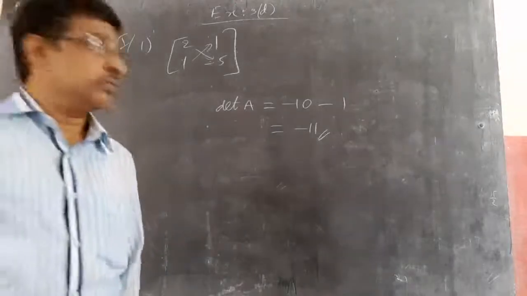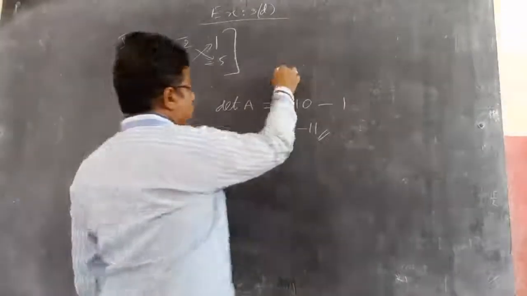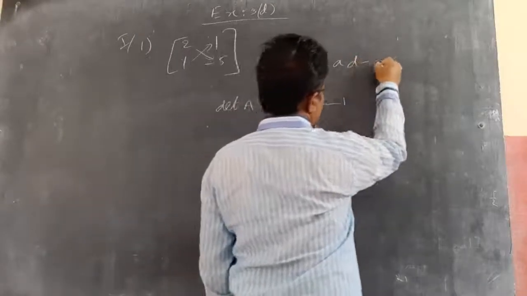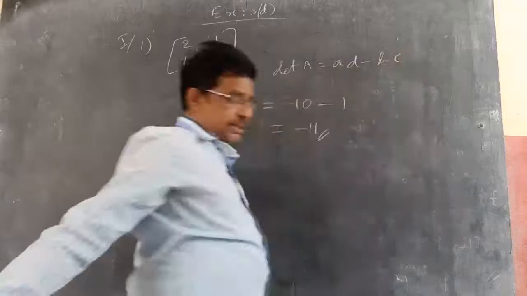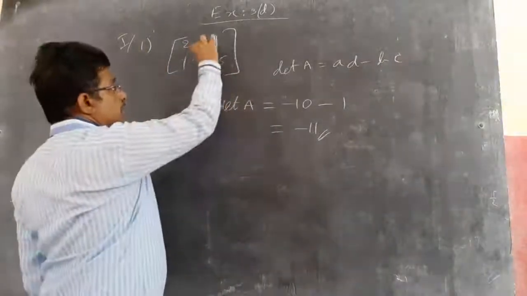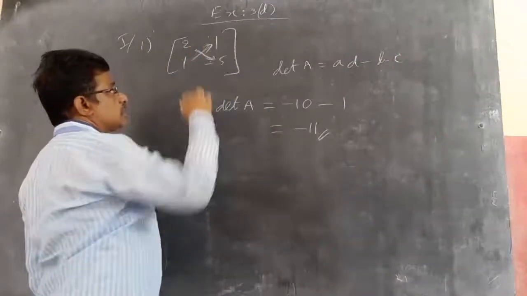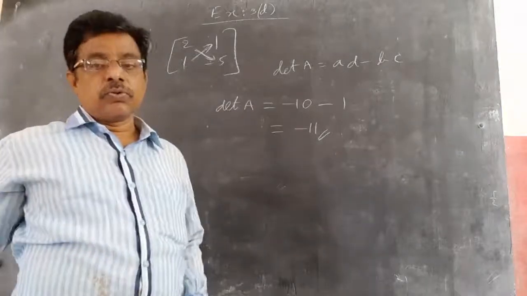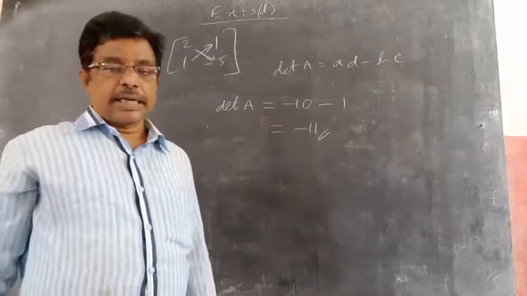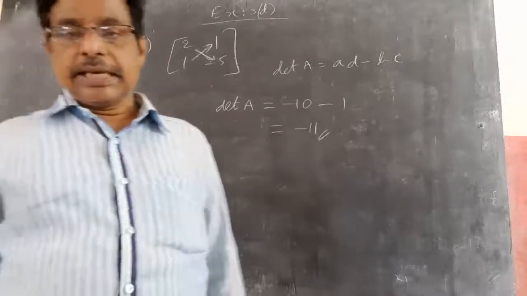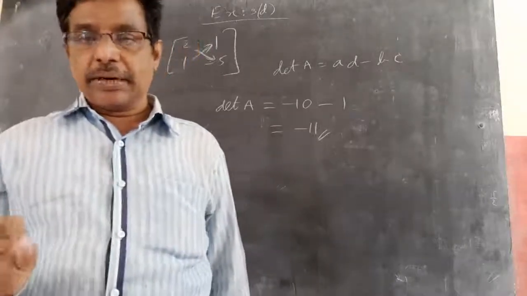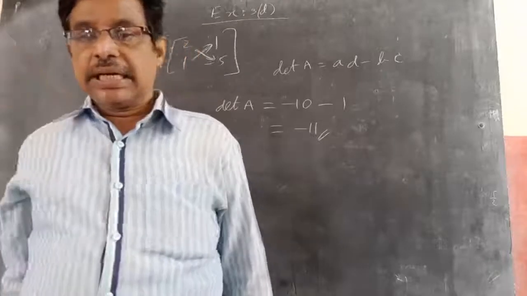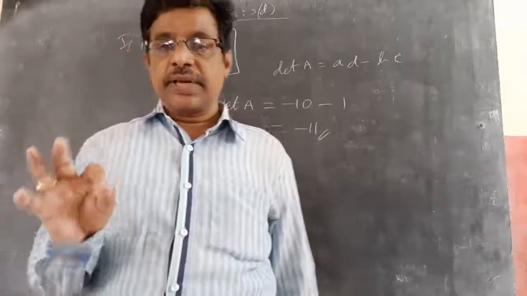If it is 2 by 2, what is the formula I told? AD minus BC: this into this minus this into this. Simple. Like this you can find it for 2 by 2. But for a 3 by 2, what did I tell? You can't find the determinant. Determinants you can find only for square matrices.